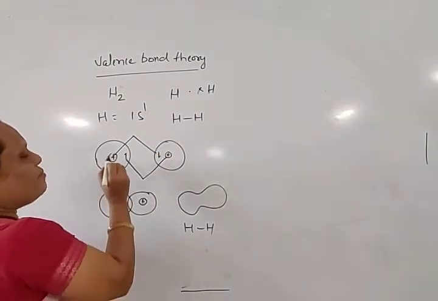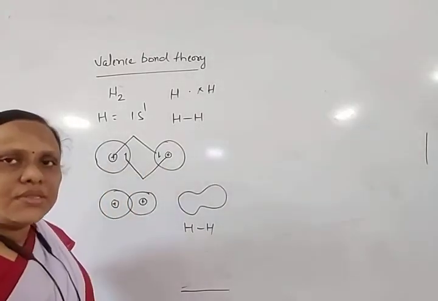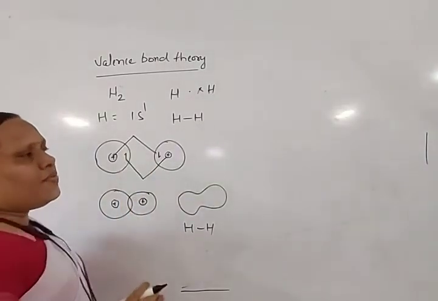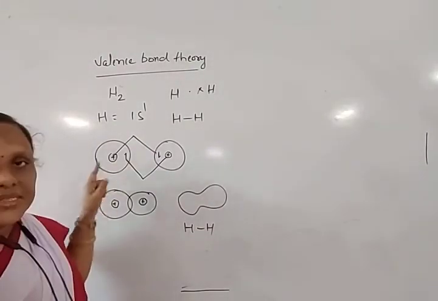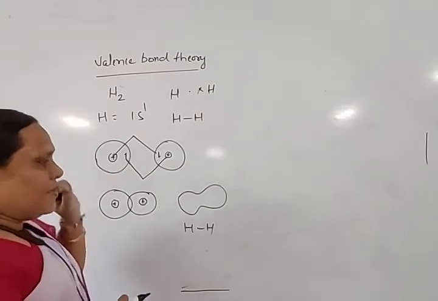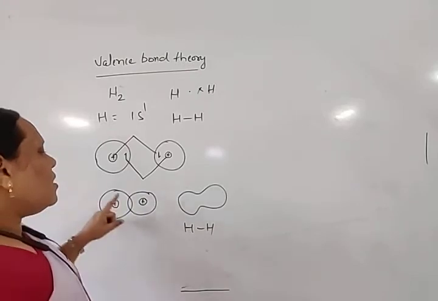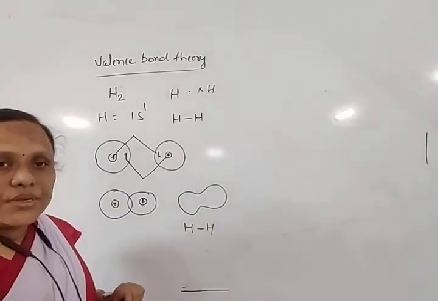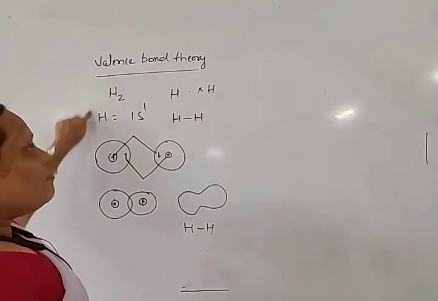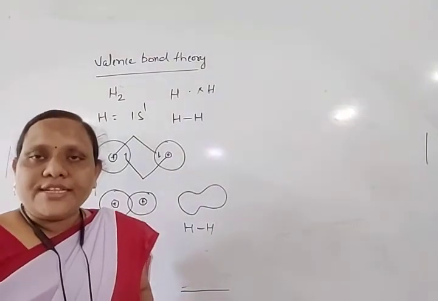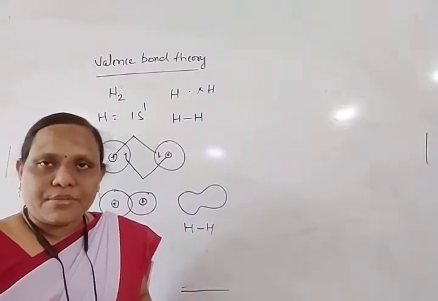So why does this happen? Because this is the nucleus, and this is the nucleus, and there also exists a force of repulsion between them. Due to this force of repulsion, the complete overlapping cannot take place. Because they have the same charge, complete overlapping does not take place, and partial overlapping takes place, due to which it forms the H2 molecule like this. Okay, so this is known as your valency bond theory.